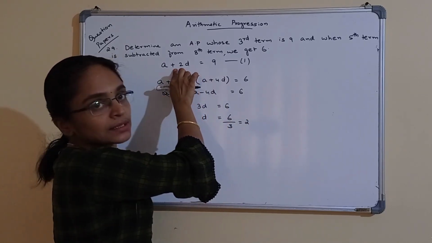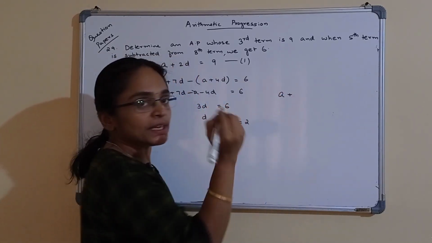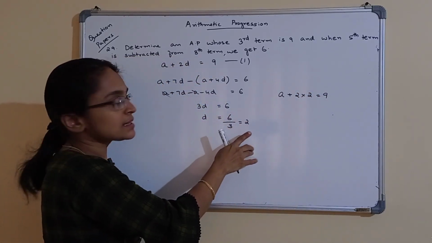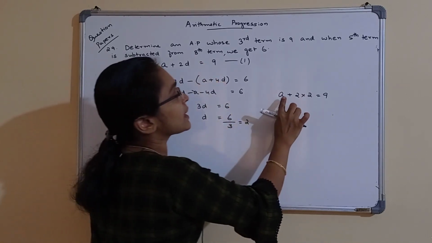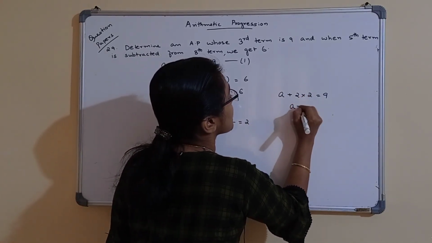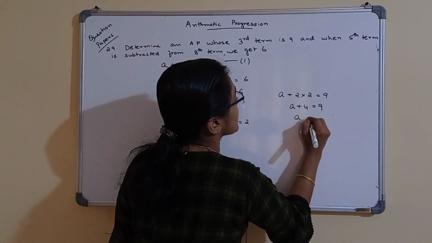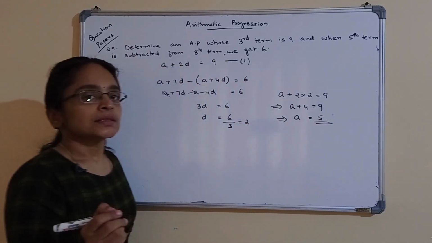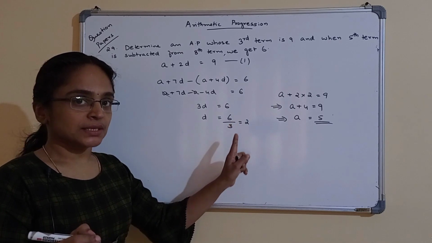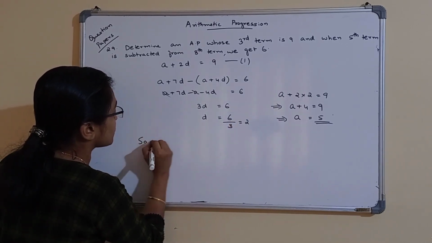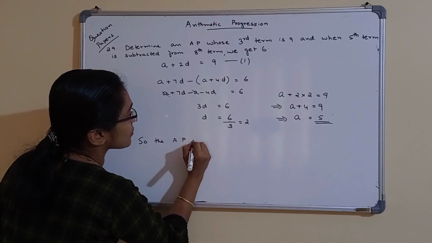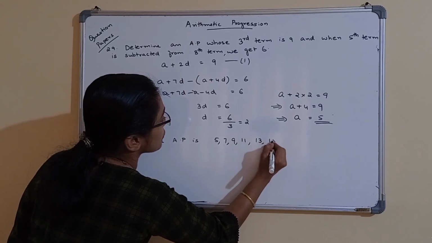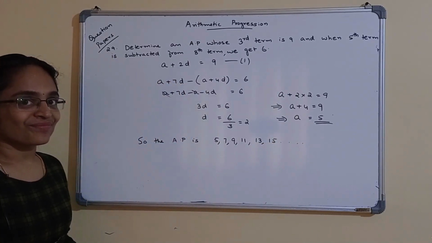Now substituting that here, that is, substituting this d in equation 1, we'll get a + 2 into 2 equal to 9. That is, a + 4 = 9, which means a = 5. So first term is 5 and common difference is 2. So the AP is 5, 7, 9, 11, 13, 15, etc.